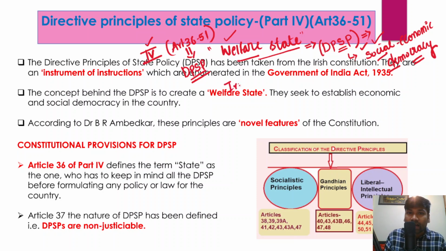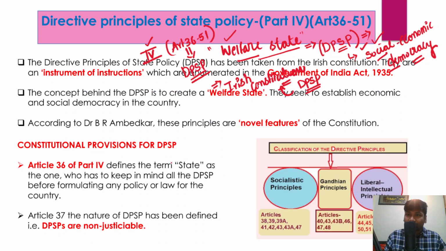And if you look at some details with respect to DPSPs, in fact, these DPSPs have been taken from the Irish Constitution, and this is important. You could remember this for your prelims examination, as it has been taken from the Irish Constitution. So remember that when the Constitution was framed by the Constituent Assembly, the drafting committee of the Constitution had actually taken up good features from a number of countries, right? So it referred to a number of constitutions, and it also took good features from different constitutions, and in a similar way directive principles of state policy have been taken from the Irish Constitution.